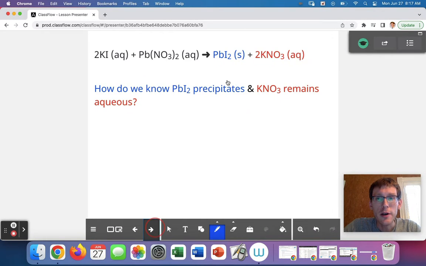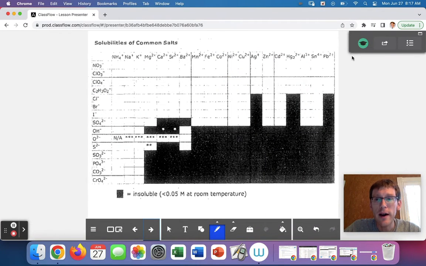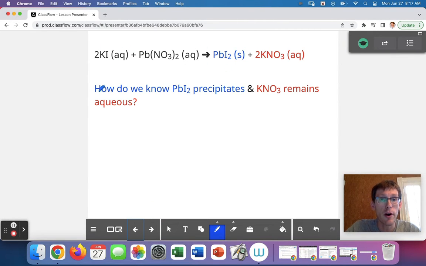I can go to this chart right here, and I can find that if I combine lead 2 ions with iodide ions, their compound, being shaded in, is insoluble. On the other hand, the other product of this reaction is supposedly potassium nitrate, but if I look at their combination, I see that as being soluble. So as I'm writing my products, you switch the potassium and the lead, you end up with the lead being with the iodide, the potassium with the nitrate. I see that it's the lead 2 iodide that is the precipitate, whereas the potassium and nitrate ions remain aqueous.